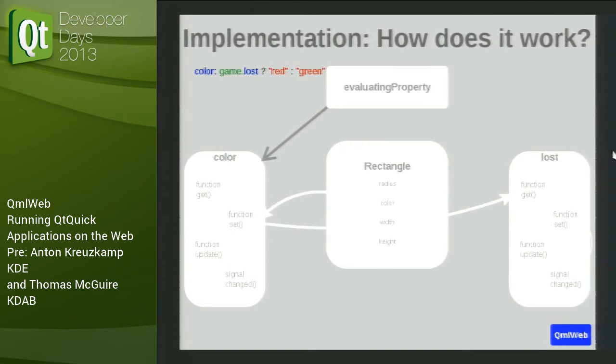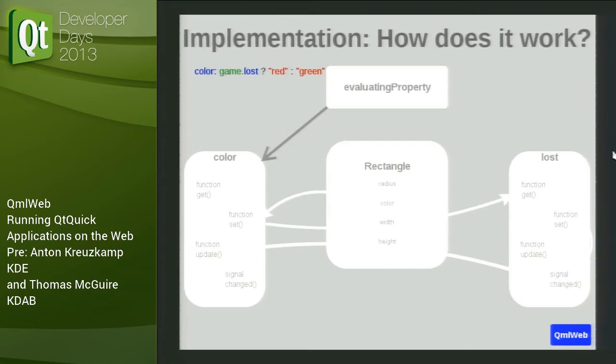So as soon as now we set game.lost, again, the setter function is called. The setter will emit the signal changed, and in the getter function we already connected the changed signal to update, so the update function will be called and the binding will be re-evaluated. So almost the same as in C++ again.